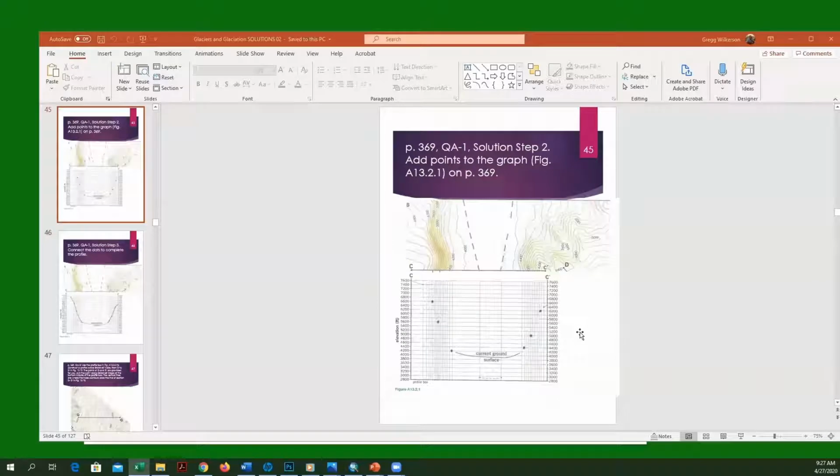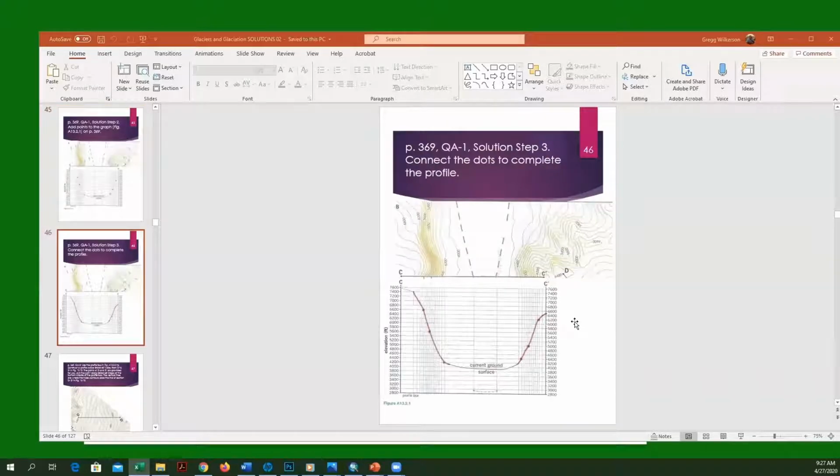So if you have difficulty doing this, you can just, I guess, copy page 45 and connect the dots. But the purpose of the exercise is to illustrate to you the technique that we use to draw cross sections from topographic maps.